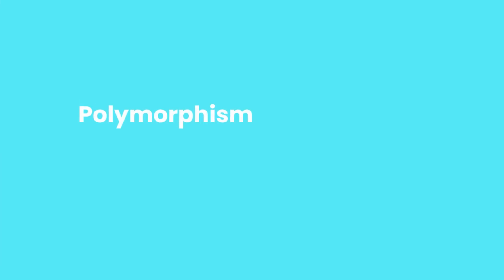Let's talk about the fourth principle of object-oriented programming, polymorphism. Poly means many, morph means form. So polymorphism means many forms. And it's basically the ability of an object to take on many forms. Let me show you this in code.